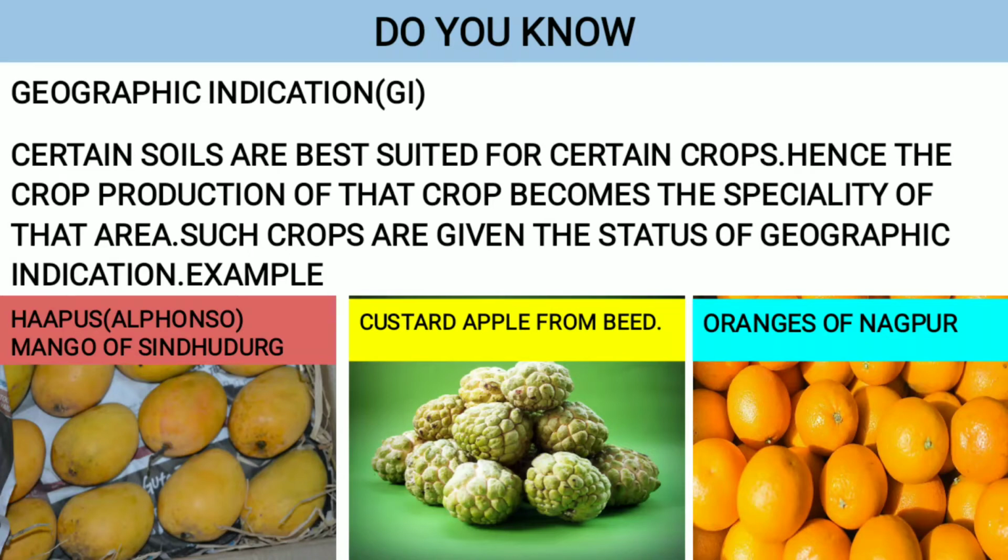If you go to Mahabaleshwar, strawberries grow over there because the soil is suitable for strawberries. That particular crop is given the status of geographic indication. Similarly, there are other crops which are given the status of geographic indication. Example, Hapus or Alfonso mango of Sindhudurg, custard apple from Beed, oranges of Nagpur.